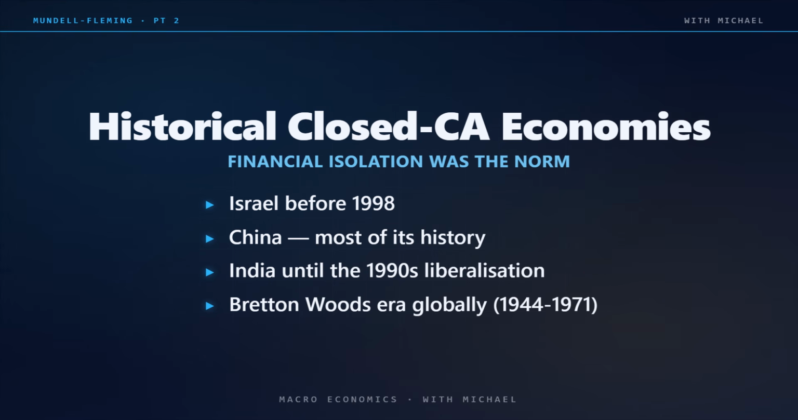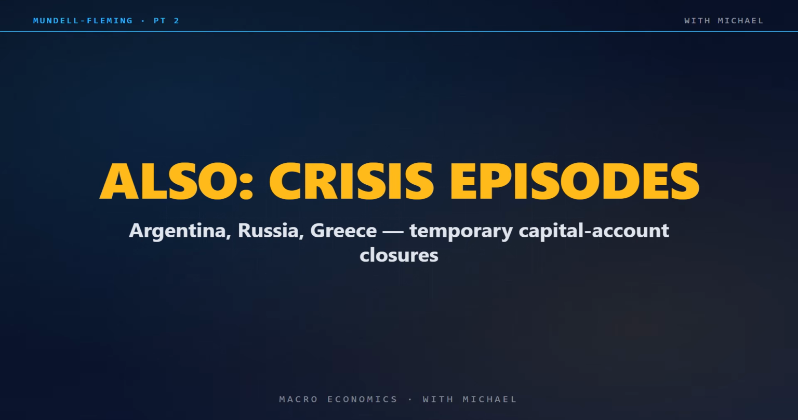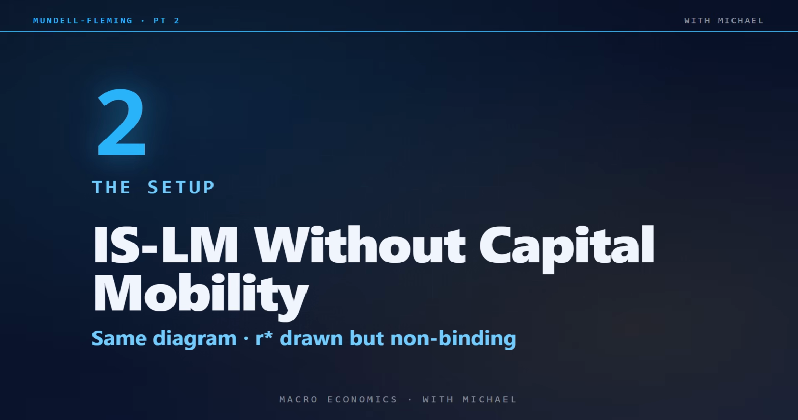So let's start with the basic structure. Under no capital mobility, the ISLM diagram looks exactly the same as in the closed economy. We have the IS curve sloping downward, the LM curve sloping upward, and they intersect at a domestic equilibrium with output Y0 and domestic interest rate RD. The world interest rate R* is drawn on the diagram as a horizontal line, but it does not bind anything. There is no capital flow that would equate RD with R*. The domestic interest rate is whatever the domestic ISLM intersection sets it at. R* is informational, not constraining.